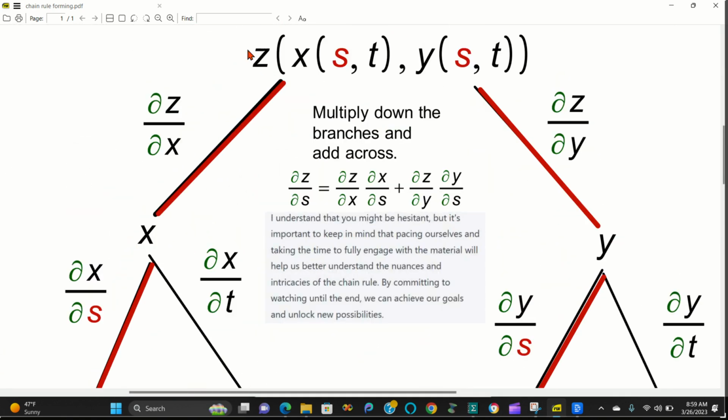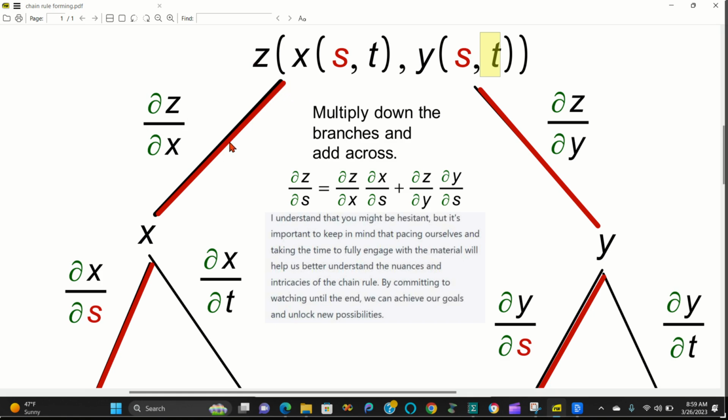So let's see. This is a little bit different because you have z here depending on x and y. Those are our intermediate variables, the x and the y. But the s and the t, those are our independent variables. We can change their values as we like. And as that happens, we change x and y, which then gets fed into z. So let's go through this process.